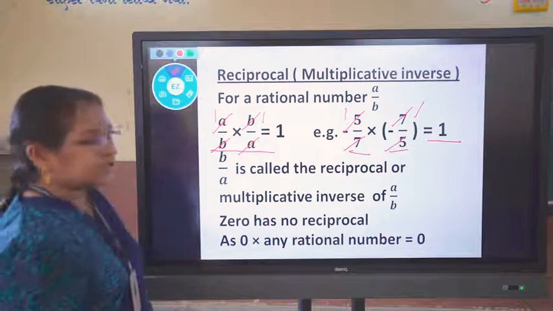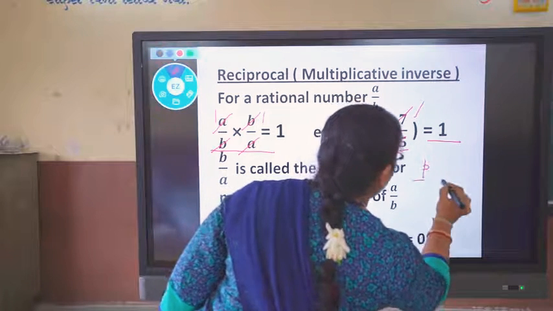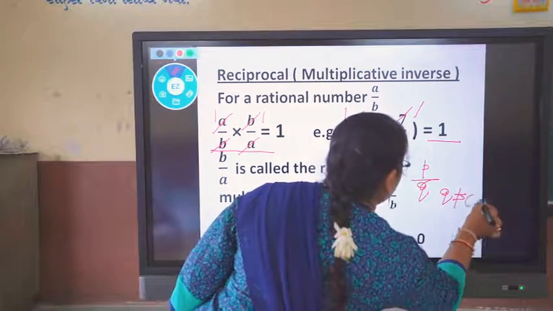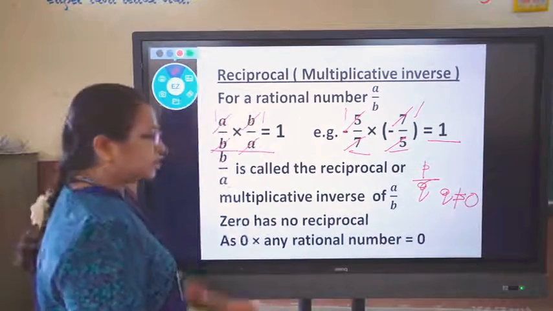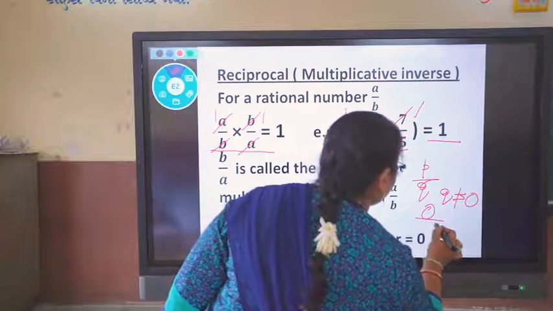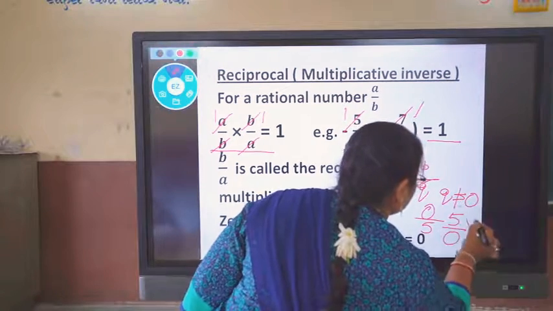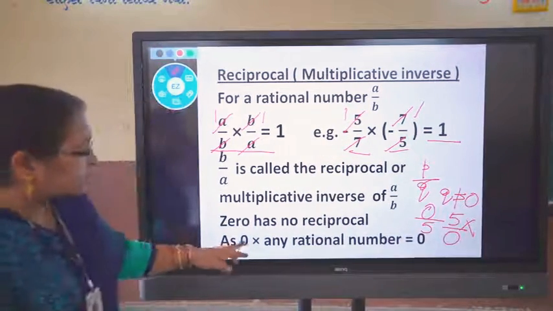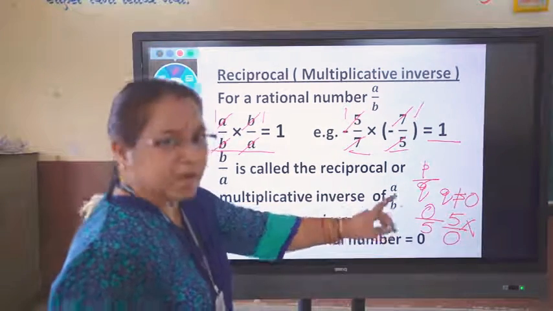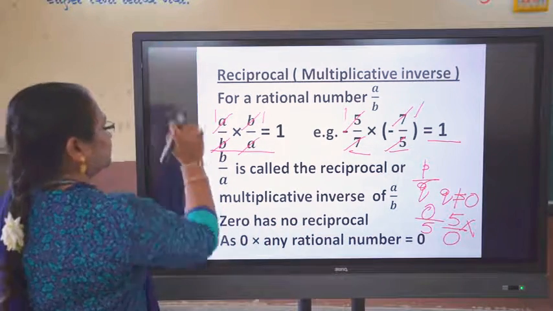But 0 has no reciprocal. Why? Because in the denominator, we had studied p upon q. For a rational number, the condition was that q cannot be equal to 0. So in the denominator 0 cannot come. We can write 0 as 0 upon 5 also, but we cannot write 5 upon 0. Because 0 multiplied by any number will also give us 0. We will never get 1 by multiplying with 0. So 0 has no reciprocal.